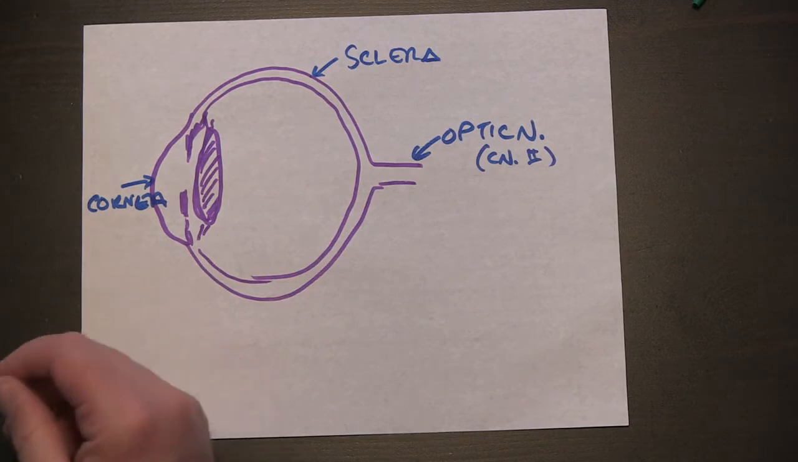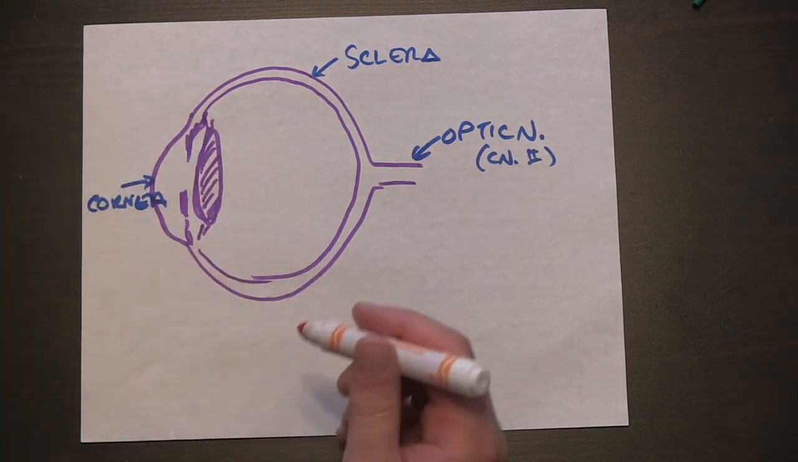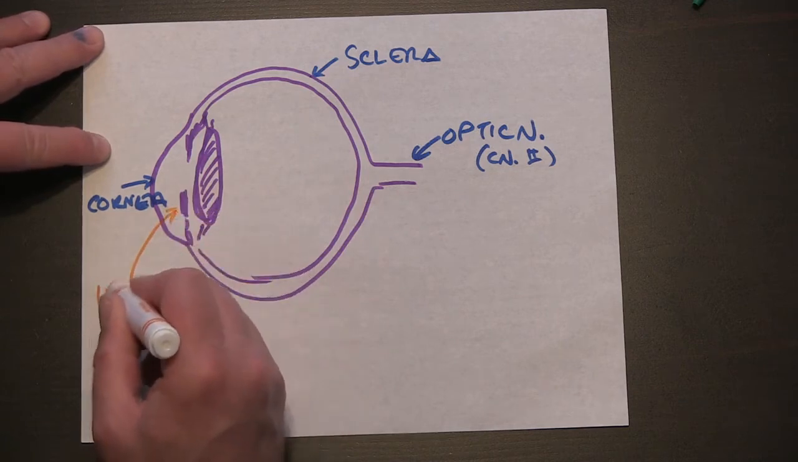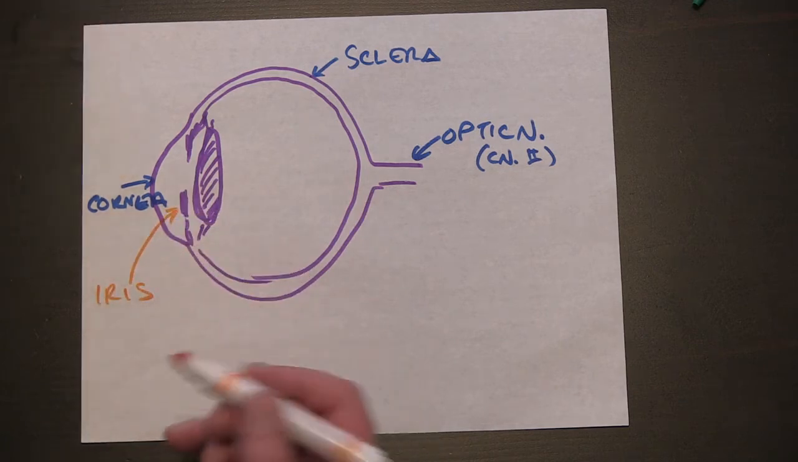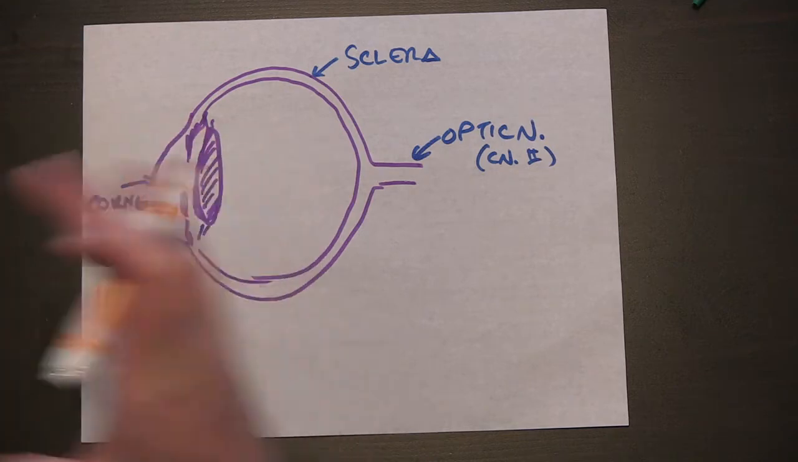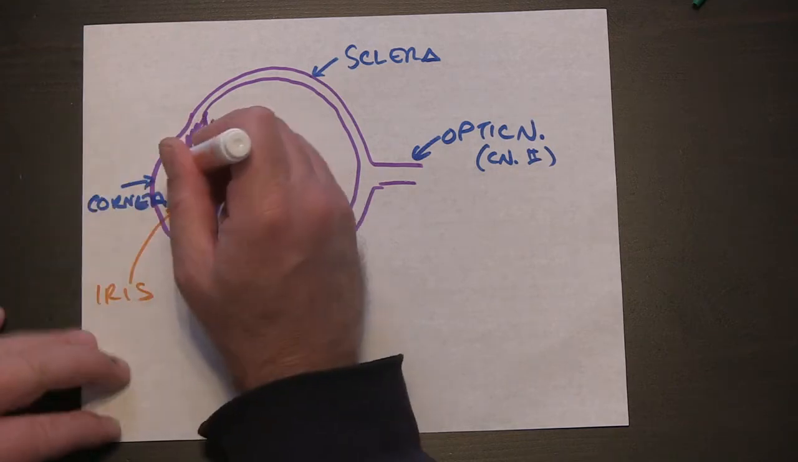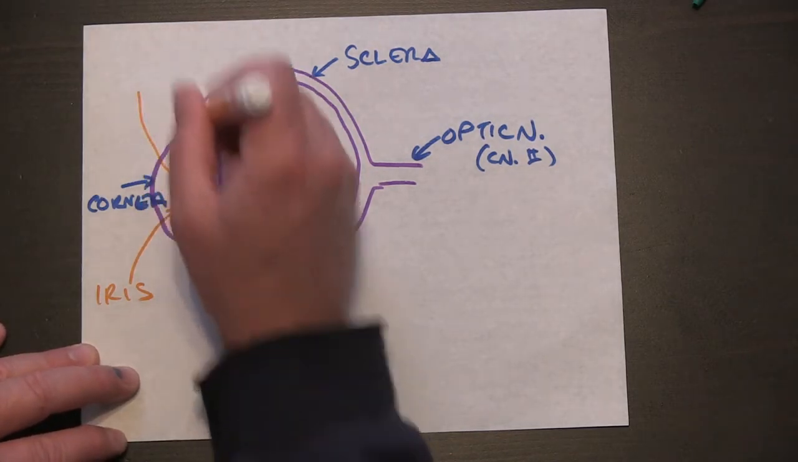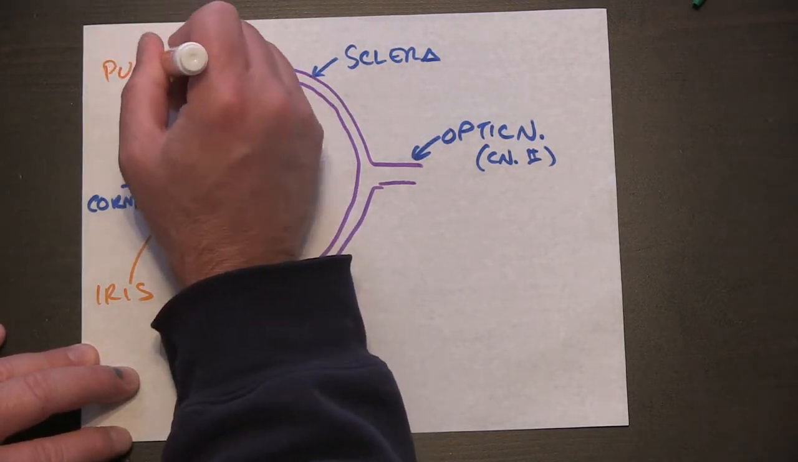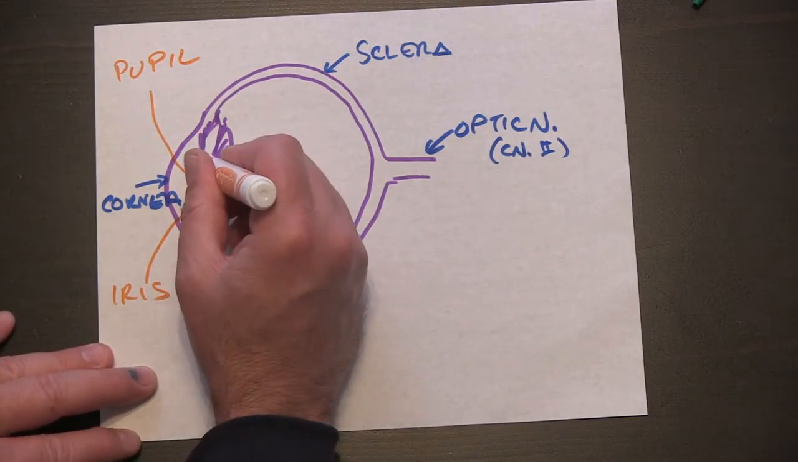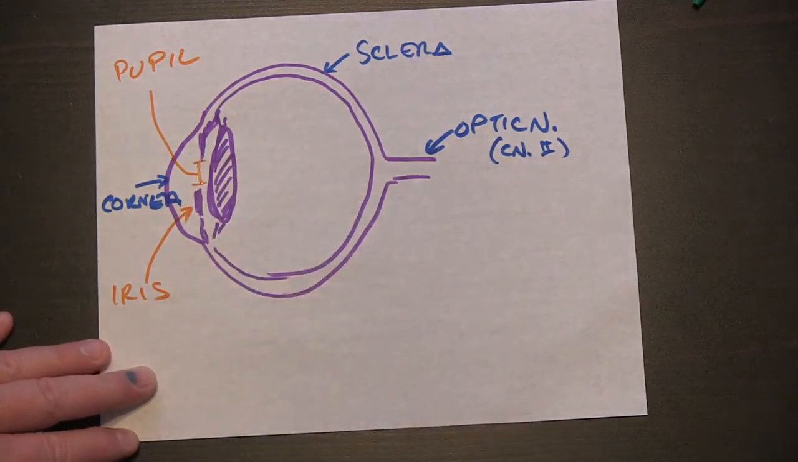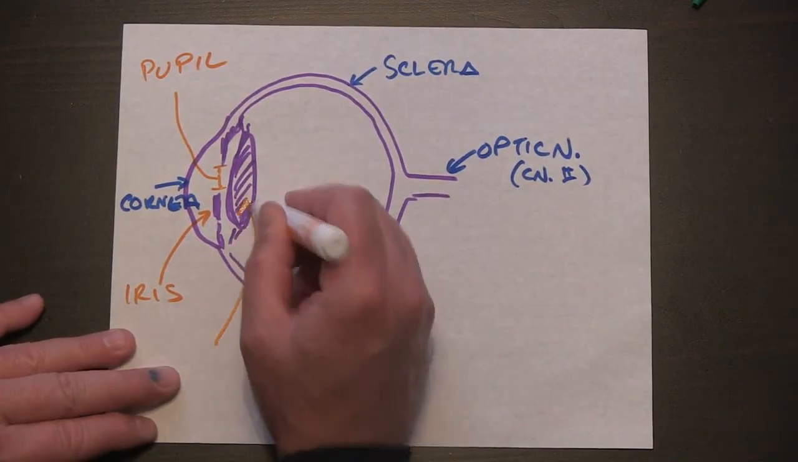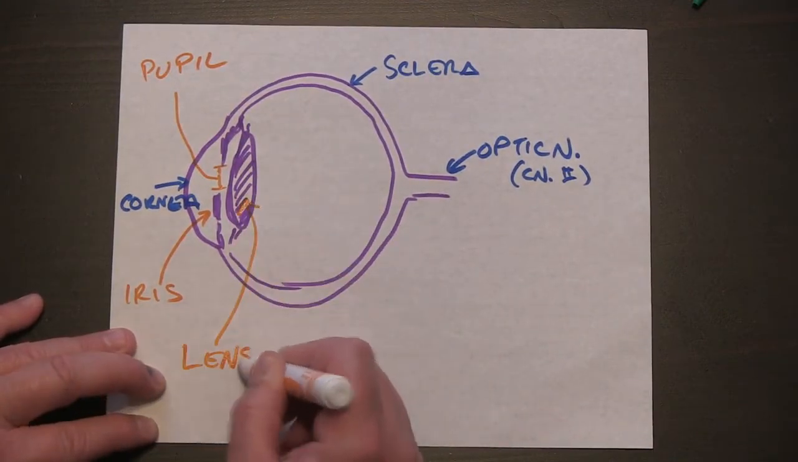The iris is the colored part of your eye that opens and shuts. And the space that it forms between it is known as the pupil. And then this is the lens.